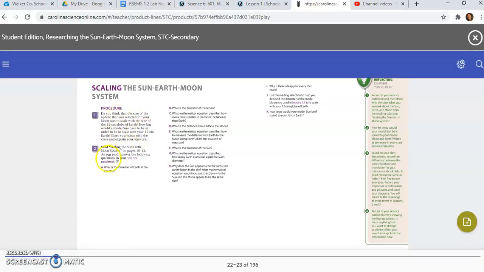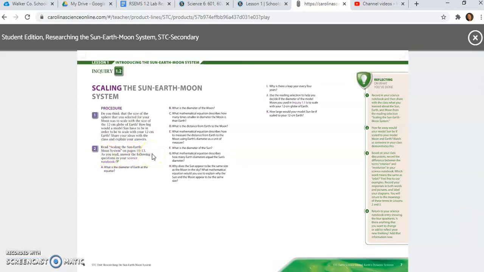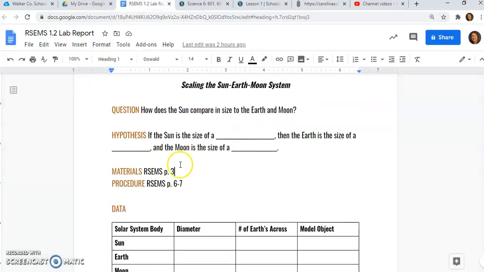or any other kind of round objects like that. Okay, the second step says for you to read Scaling the Sun, Earth, Moon Systems on pages 10 to 13, and then you will have these questions to answer based on that reading selection. And these questions right here I put into the lab report. So let's go back to our lab report.